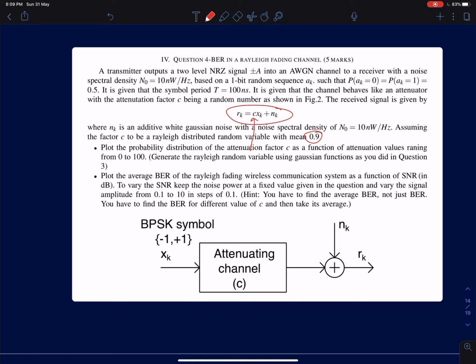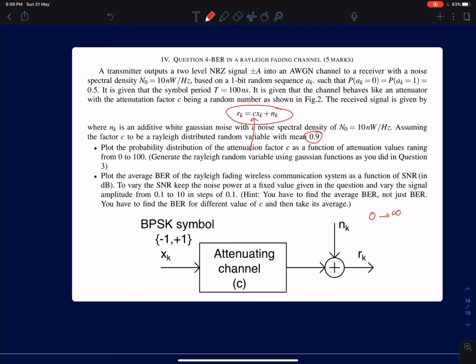Once you know sigma, you know the variance of the two random variables, x square plus y square. They both are zero mean, but you know sigma, so you can generate the random variable. Now once you know c, you can just do the experiment in the same way. The only difference is c is a Rayleigh random variable compared to question number 2, which means c will take on values from 0 to infinity only.